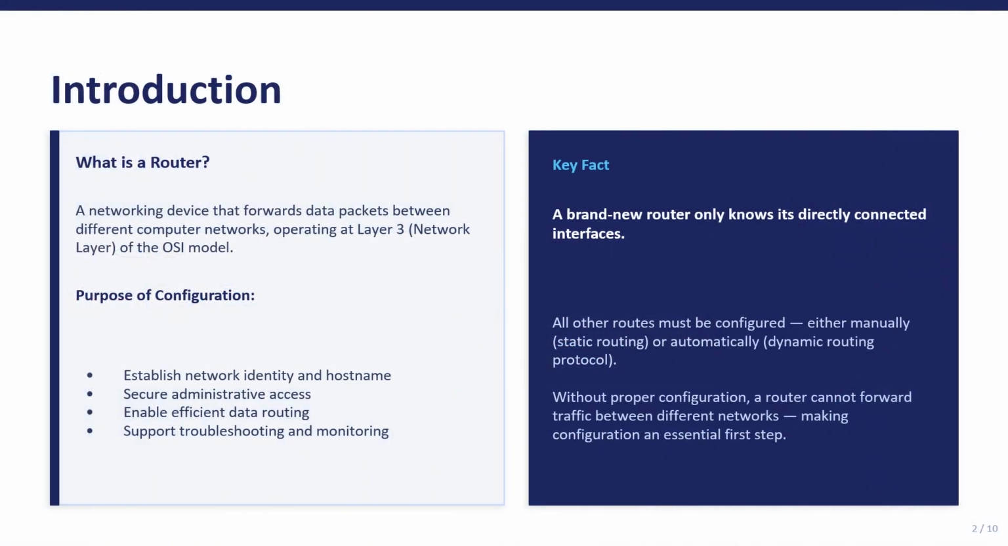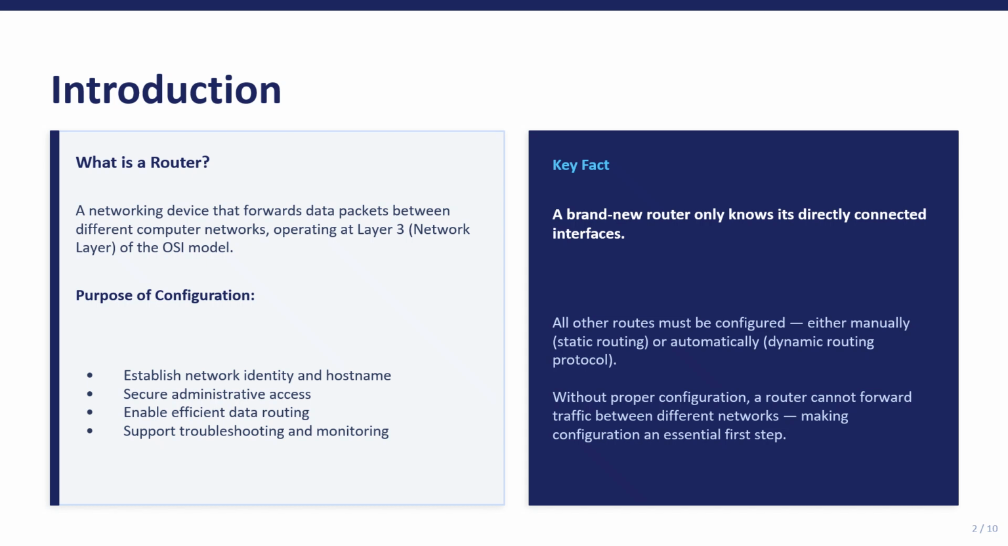A router is a networking device that forwards data packets between different computer networks, operating at layer 3 of the OSI or Open Systems Interconnection model. The purpose of configuration is to establish network identity and host name, and the next is to secure administrative access, also to enable efficient data routing. And lastly is to support troubleshooting and monitoring.